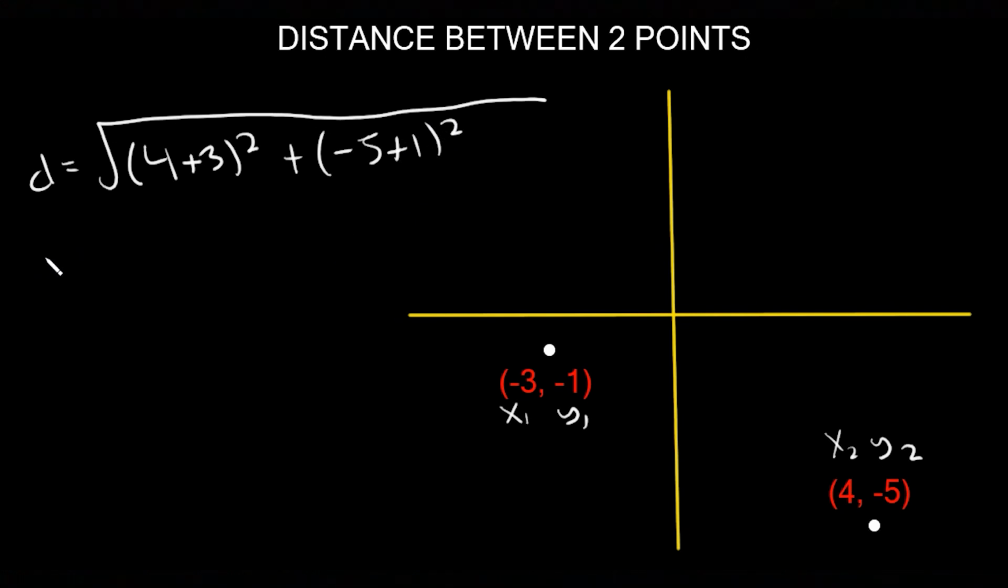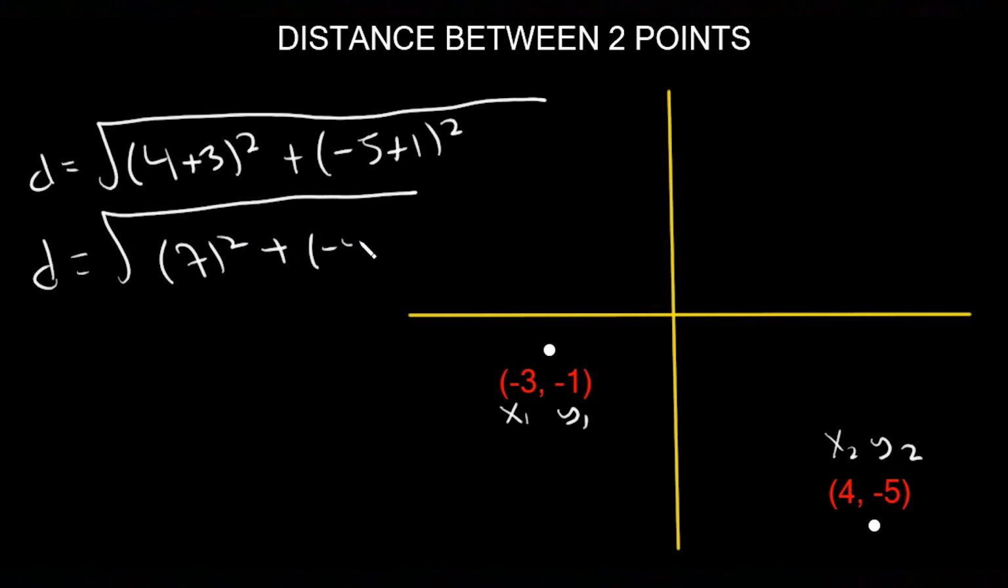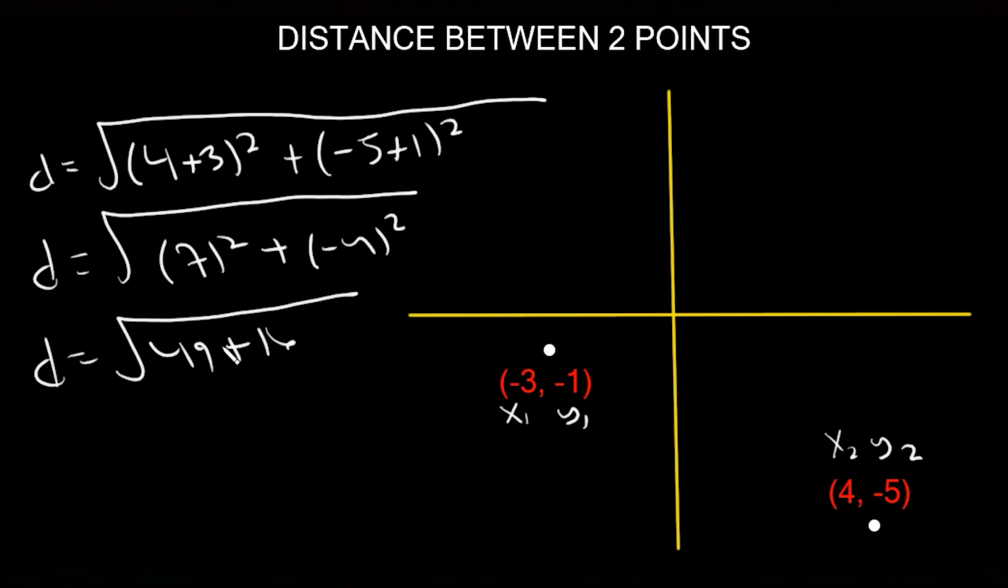So now I have d is equal to the square root of, I'll have 7 squared plus -4 squared. And going a little bit further here, I get d is equal to the square root of 49 plus 16. Now when you add that up, you get 65. So d is equal to the square root of 65.